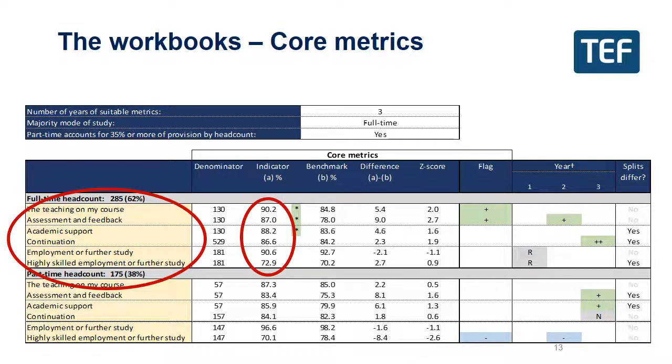Highlighted here is the indicator that this provider achieves for each of its metrics for full-time students, and I'm going to go into a bit more detail now about how these indicators are calculated.